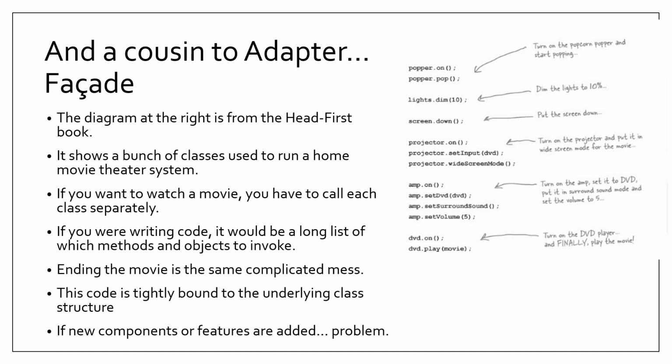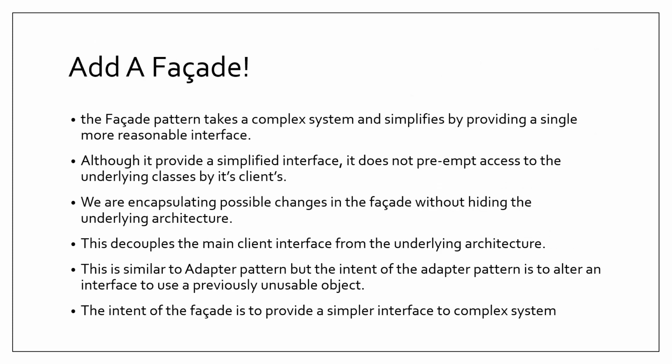So how do we fix this? We're going to implement a facade, and a facade is exactly what it sounds like. It's a front. A facade pattern tries to take a complex system like the one we just saw and simplify it by providing a single interface. So once again, we have the principle of programming to an interface. It's a very simple interface, and it doesn't prevent the upper level system from going around it into the underlying classes, so it doesn't encapsulate all the complex classes. It simply simplifies them for the upper level client.